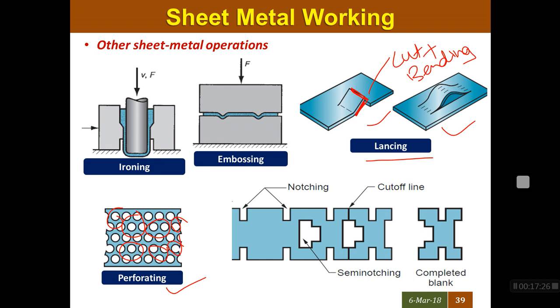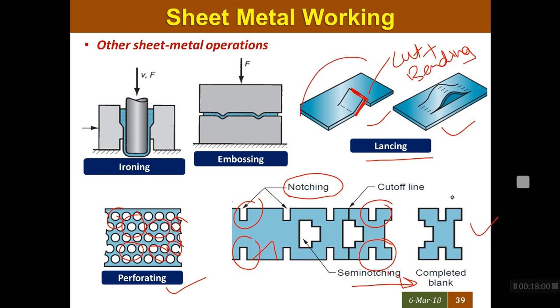Next one is the notching operation. Notching is the operation where cutting some part of the metal sheet along the edge is called a notching operation. Here we may have any shape, triangular, rectangular, any shape along the edge, and that is called a notch, or creating a notch along the edge we can call notching operation. So we can have a complicated blank from this, as mentioned here, from the notching operation.